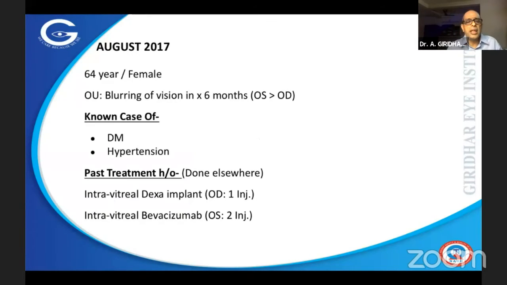This is my third case. This is a 64-year-old female who presented with bilateral central retinal vein occlusion, again having diabetes and hypertension. And we should always remember that diabetes, hypertension, obesity, all of them put together, or any one of these diseases, along with dyslipidemia, are important risk factors, and we need to look into these factors when we treat these patients.